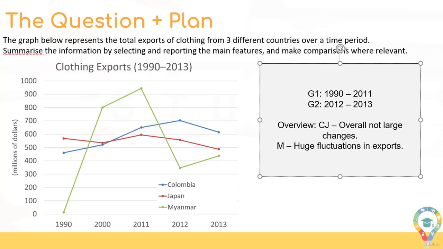So that's my plan. Let's have a quick look. Group 1, 1990 to 2011. Group 2 is 2012 to 2013. So they are my detailed paragraphs. My overview, I'm going to simply say that Colombia and Japan didn't see huge changes in their exports, whereas Myanmar saw very drastic differences between the years in the exports of their clothes.